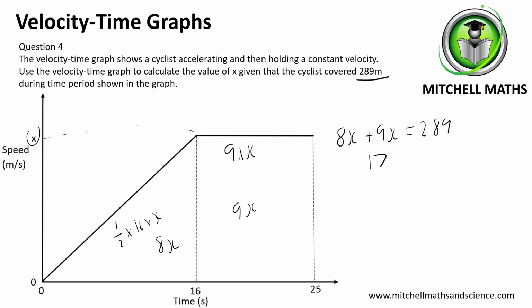And 8 plus 9 is 17x equals 289. And in order to work out my value of x, I need to divide both sides by 17, which will cancel this out. And 289 divided by 17 is actually 17. So my value for x is 17, and that's in metres per second. So that's how to work out something if you're given the value of the distance or something like that. Write out the equation and then solve it for x.